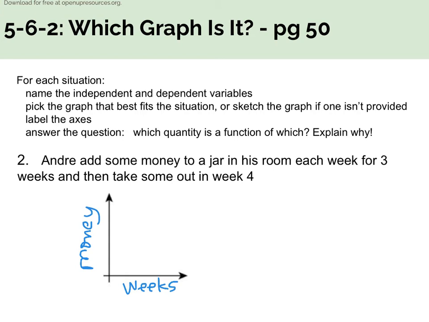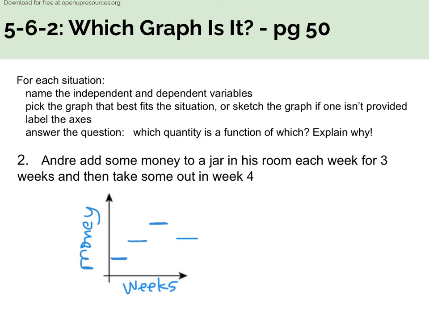He adds some money to the jar in his room each week. I'm thinking maybe he already has money in there. So he has some money, right? And then after that, he adds more money to it, and then he adds more money. And then he comes back and takes out some money.